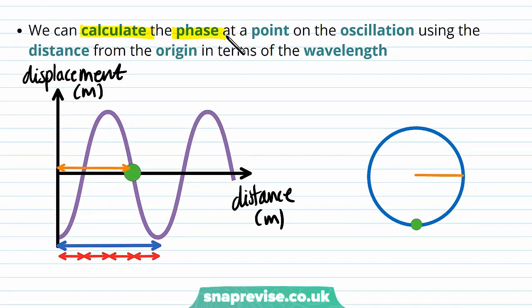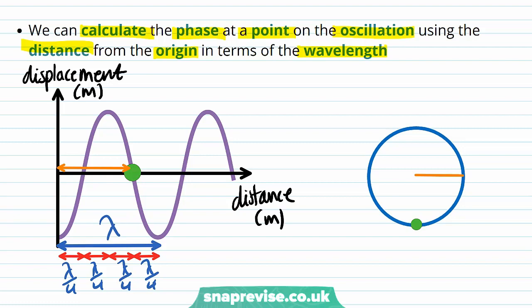We can calculate the phase at a point on the oscillation using the distance from the origin in terms of the wavelength. So we know that one oscillation corresponds to one wavelength, and we can split one oscillation into quarters. So that therefore is split into quarter wavelengths. So we can have lambda over 4, lambda over 4, lambda over 4, lambda over 4. So we've split our oscillation into quarters.